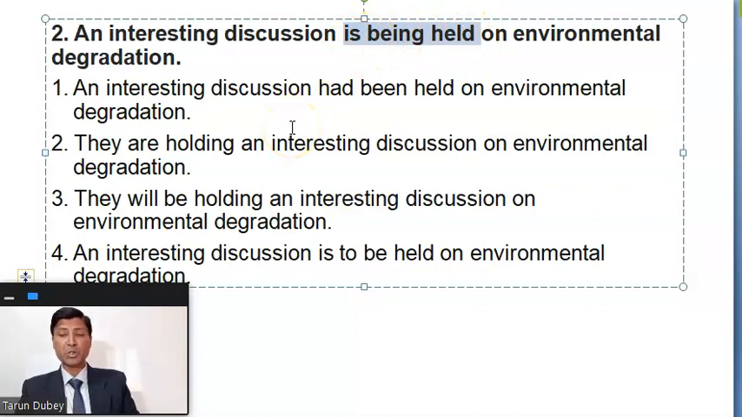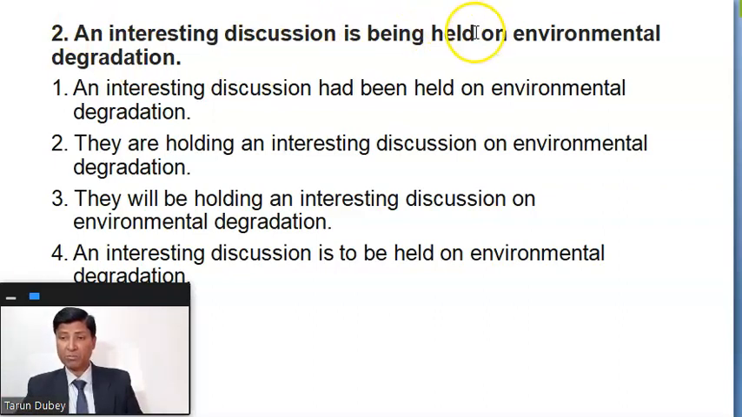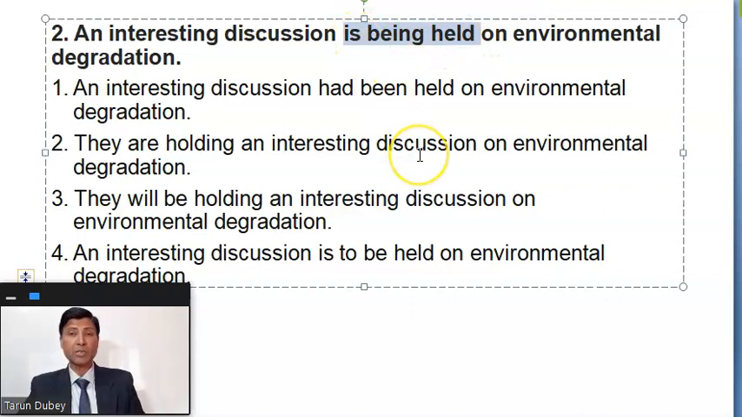An interesting discussion is being held on environmental degradation. So "is being held" is my key. Now look at this question: "An interesting discussion is being held on environmental degradation." And try to find out where the question setter has left the keyword, that is main verb X or be plus third form of the verb. So if you see the question, your keyword is this one, "is being held."